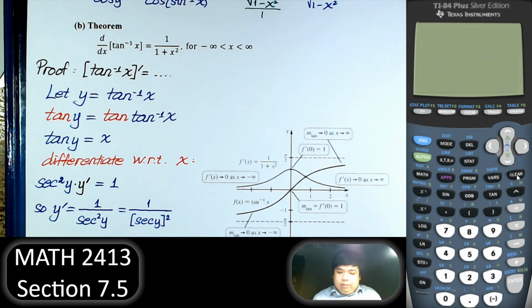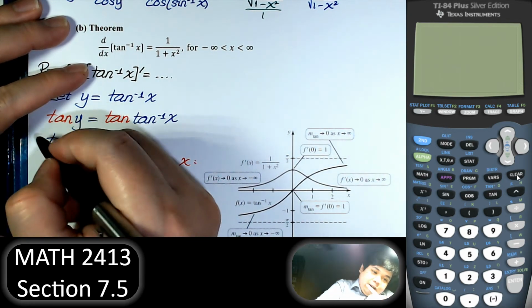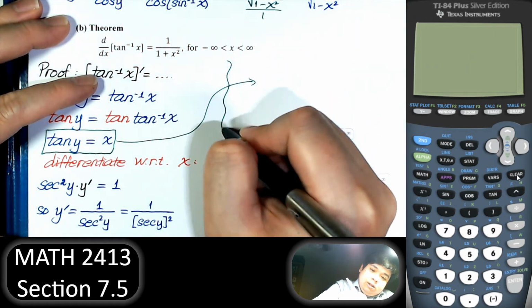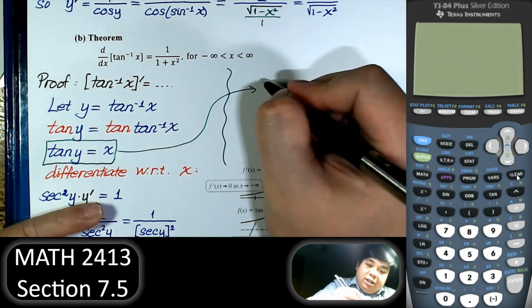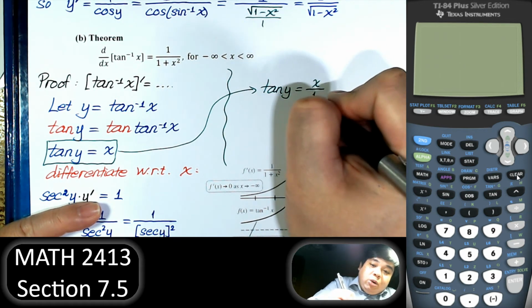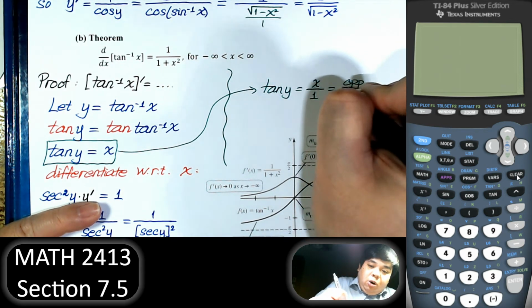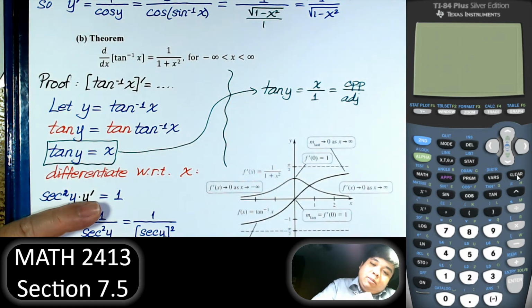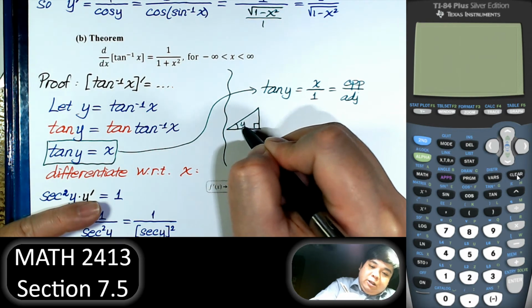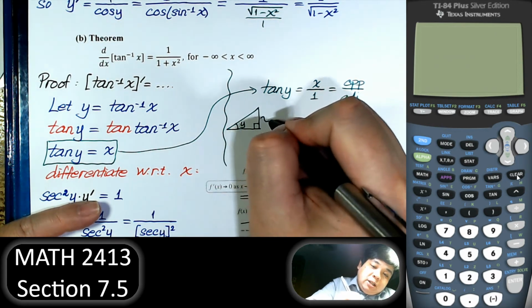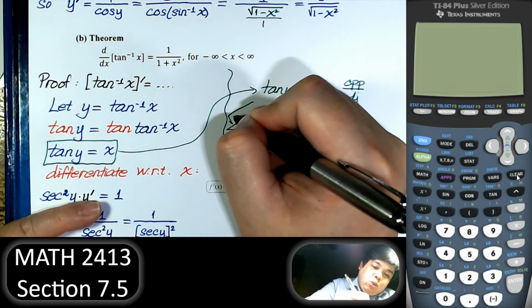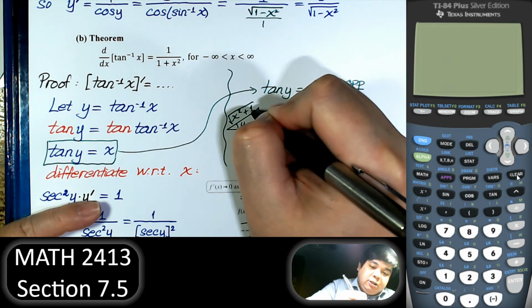What is secant, by the way? Now, let's look at this. Tangent, let's write that as the ratio. Tangent is opposite over adjacent. So let's draw a triangle. Angle is y. Opposite is x. Adjacent is 1. So the hypotenuse should be the square root of x squared plus 1 squared, or x squared plus 1.